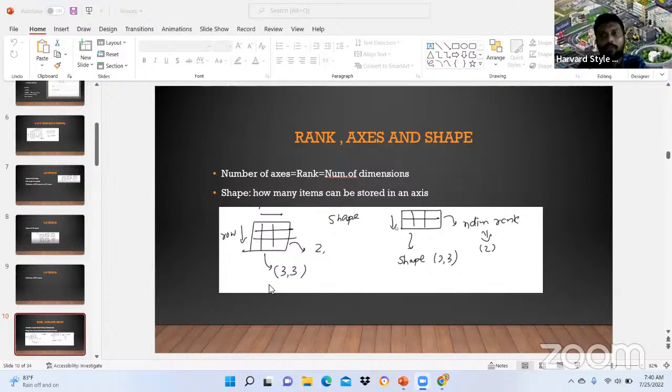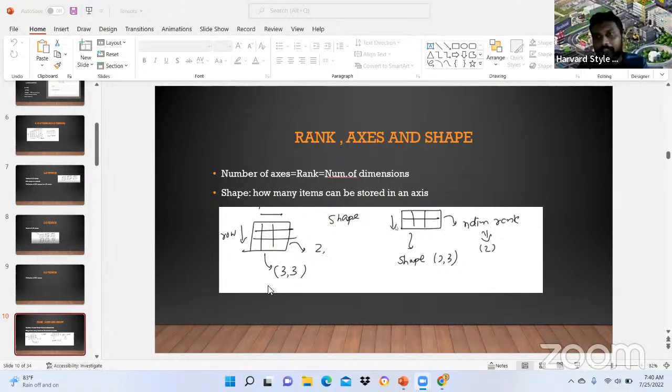How do we get the number of dimensions? Just count how many elements are available in the shape. That is called the number of dimensions. Then there is another thing, which is called the size.